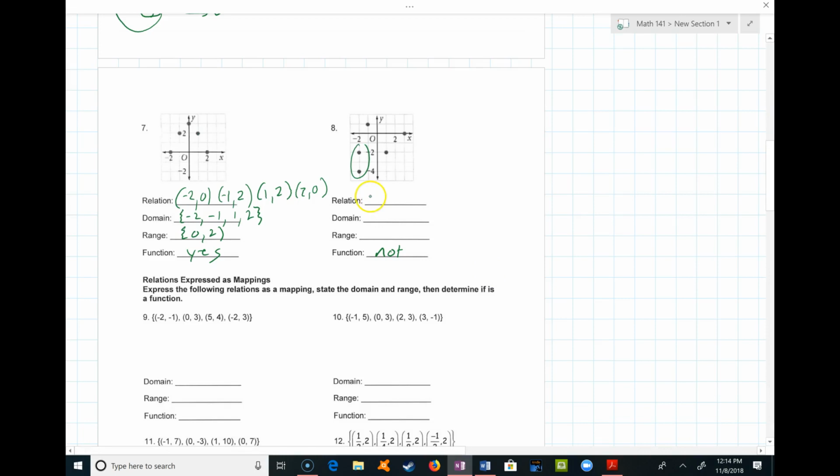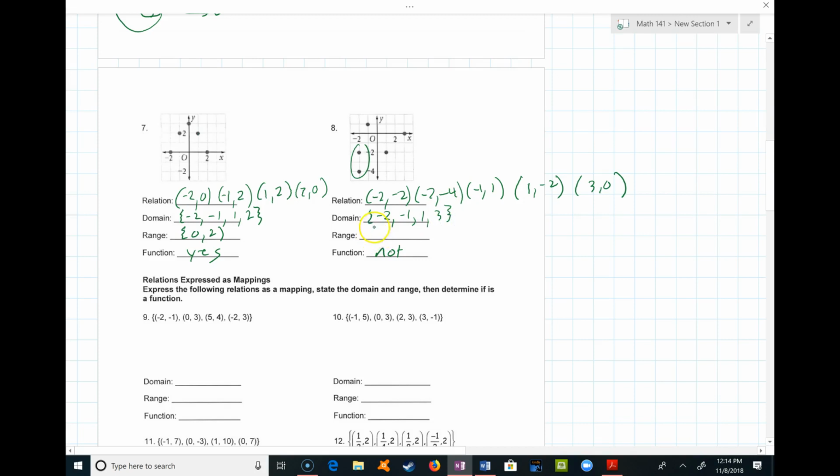So the relation here is going to be negative 2, comma, negative 2, and negative 2, comma, negative 4. And again, that's what tells me it's not a function. And then also negative 1 and 1, and 1 and negative 2, and 3 and 0. So then the domain would be, do the squigglies, that'd be negative 2, negative 1, 1, and 3.